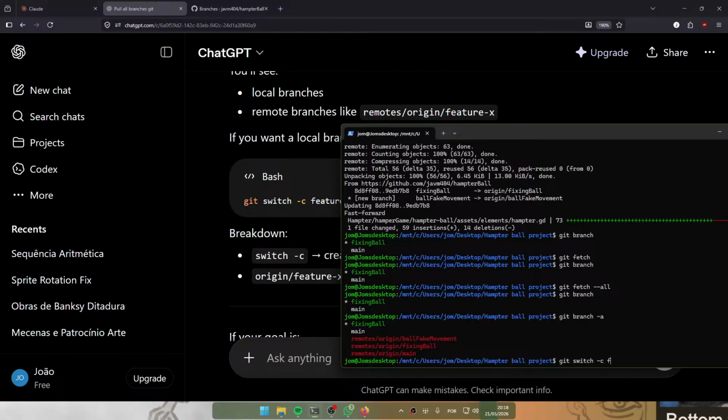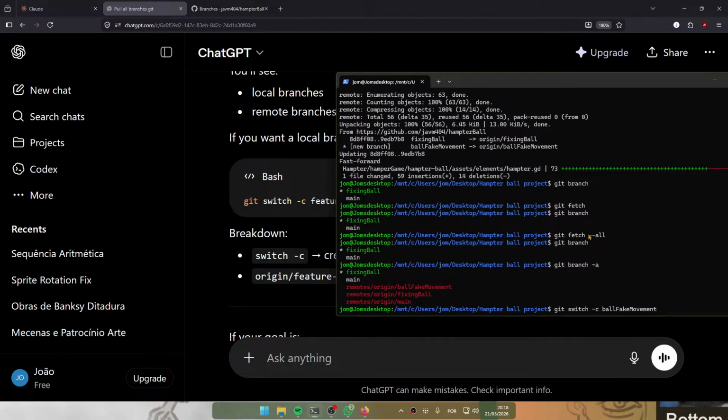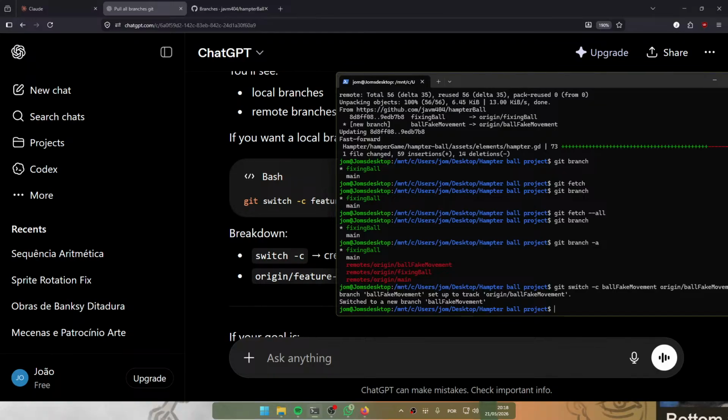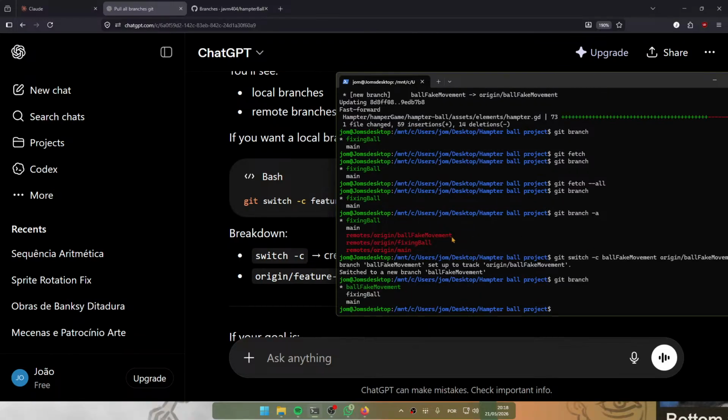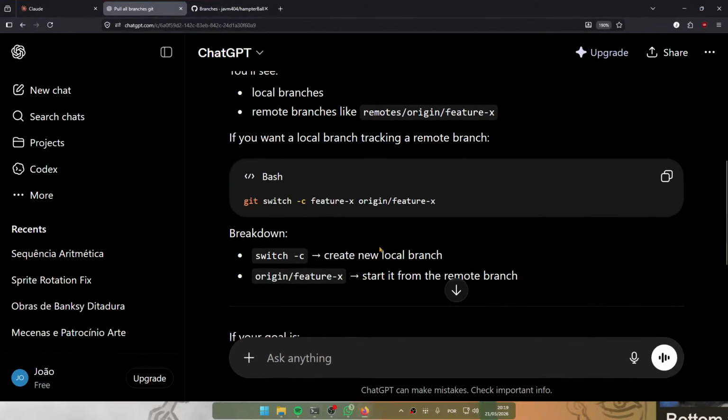I got the fixing ball, so I got ball fake movement. Origin slash ball fake movement. So this links setup to track, switch to a new branch. So git branch now has all the branches. There we go. Alright, so I'm in this branch, the ball fake movement. So this branch has this code.